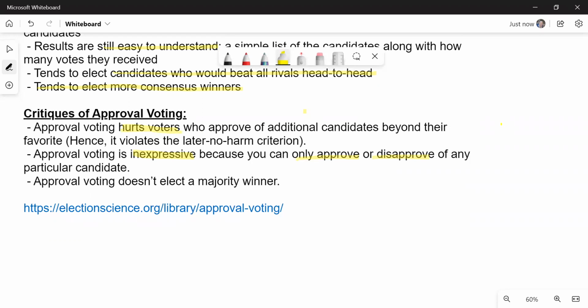Number 3, approval voting does not elect a majority winner. It's not set up so that you have to have over 50%. It's really just whichever candidate gets the most approval. It often is over 50%, but the issue with it is you can have multiple candidates over 50%. All of these are from electionscience.org, and you can check that site out on your own. All right, so that's pretty much all there is to approval voting.